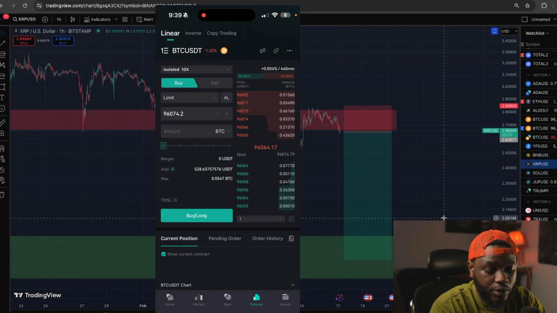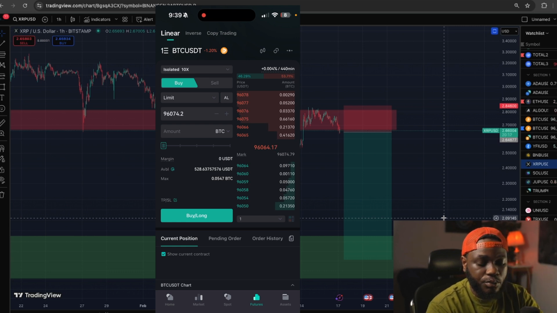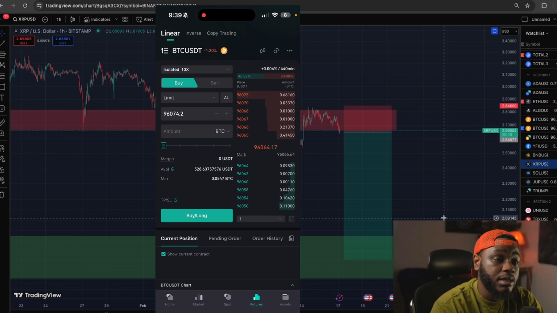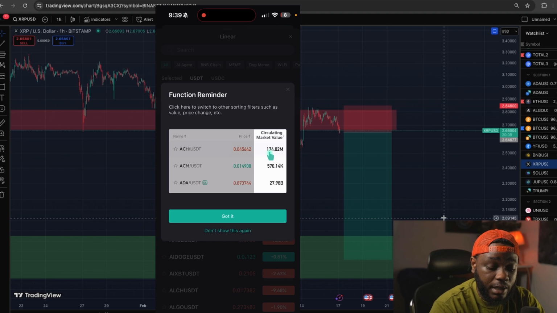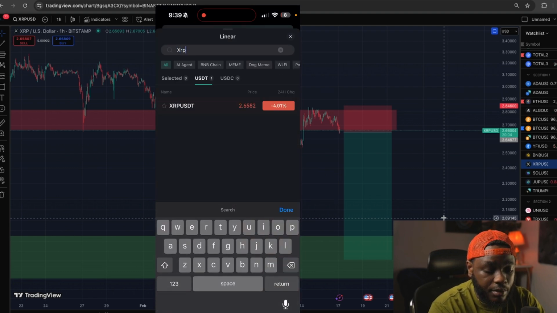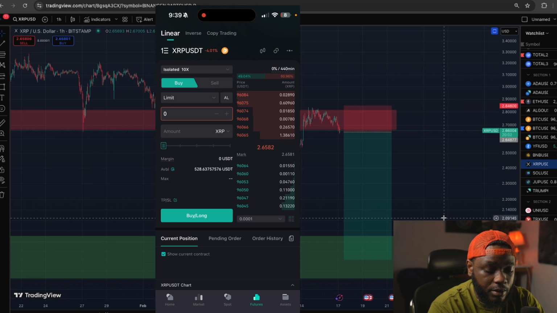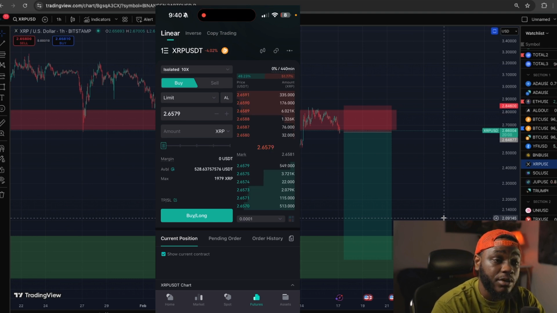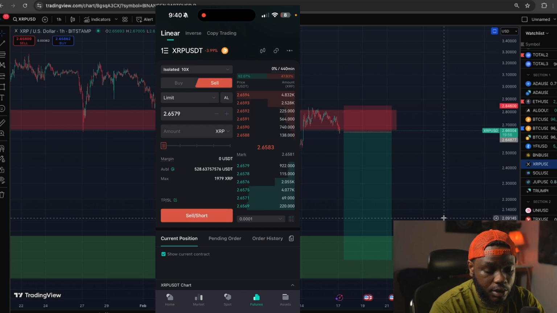So after opening the CoinX app, the next thing you want to do is go to your futures page here. And once you're on the futures page, then you have to select the asset that you want to trade. And for this, we already analyzed XRP, so I'm going to search for XRP. Click on that, and then what we want to do is sell, right? We already plan to sell XRP, so I'm just going to go to sell here.